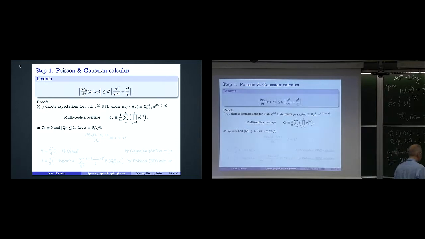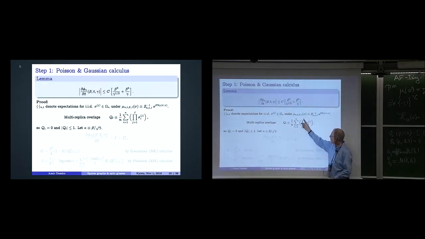I did not write the beta for some mysterious reason. I should have a beta here too, or maybe there is a beta here, it's supposed to be the argument of this. Anyway, this is a constant that depends on n, t, j, and beta, and this is the weight, which came from there. Okay, so what is the multi-replica overlap?